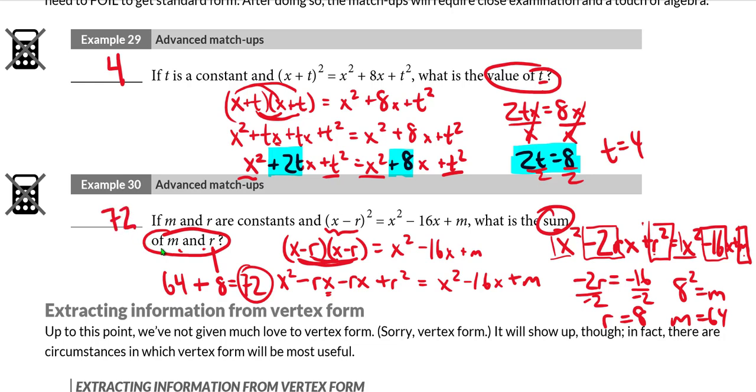So that's how we do matchups. Some of the matchups you will run into on the test will be even more advanced than these, but the general process is the same. FOIL out the factored side, converting to standard form, and then start matching up your coefficients and constants. So that is how we extract information from and play around with intercept form, and we will move on to vertex form.